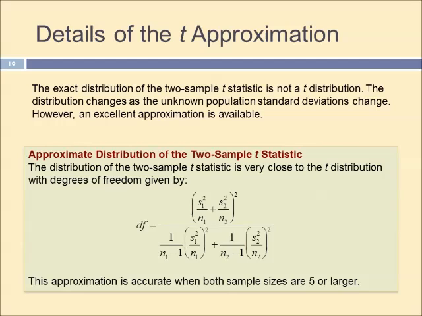So here's the formula. It turns out that the exact distribution of a two-sample t-statistic is not really a t-distribution. The distribution changes as the unknown population standard deviations change. But it's very close, and we can use this value below here. Using this formula, the distribution is very close to the t-distribution given by degrees of freedom with this formula. And the approximation is accurate when both sample sizes are 5 or larger. So this is what's happening behind the scenes when you use a software package of one kind or another.